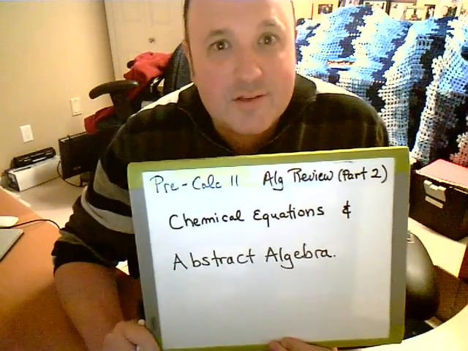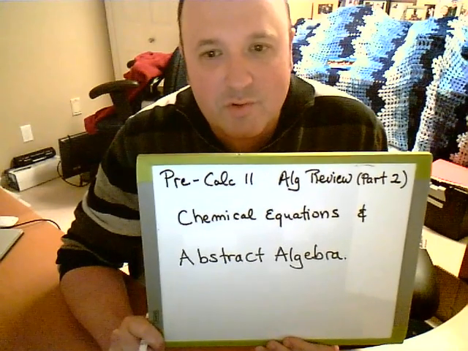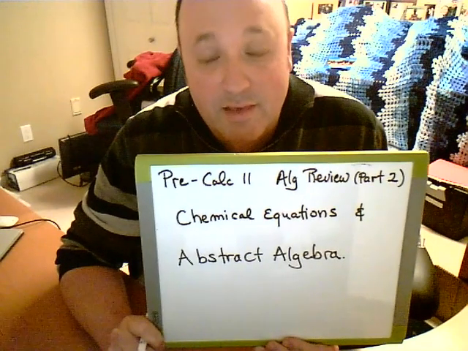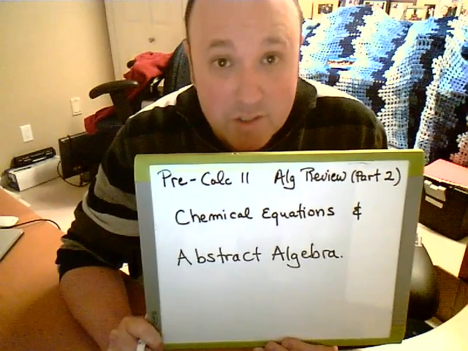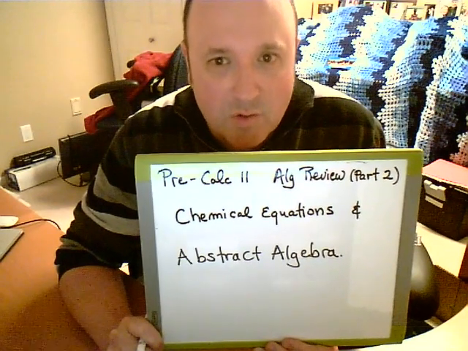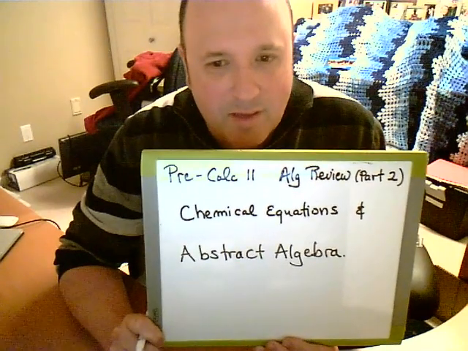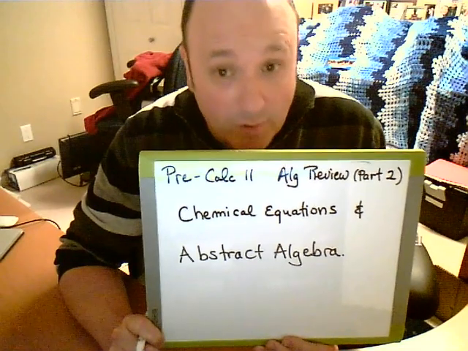Hi everyone. So this is the second installment of your algebra review. We're looking at chemical equations, which is really just more ratio work. Those of you doing chemistry, this is the stoichiometry part of that. So don't worry about it if you haven't done chemistry before. You don't need to. It's a simple idea.